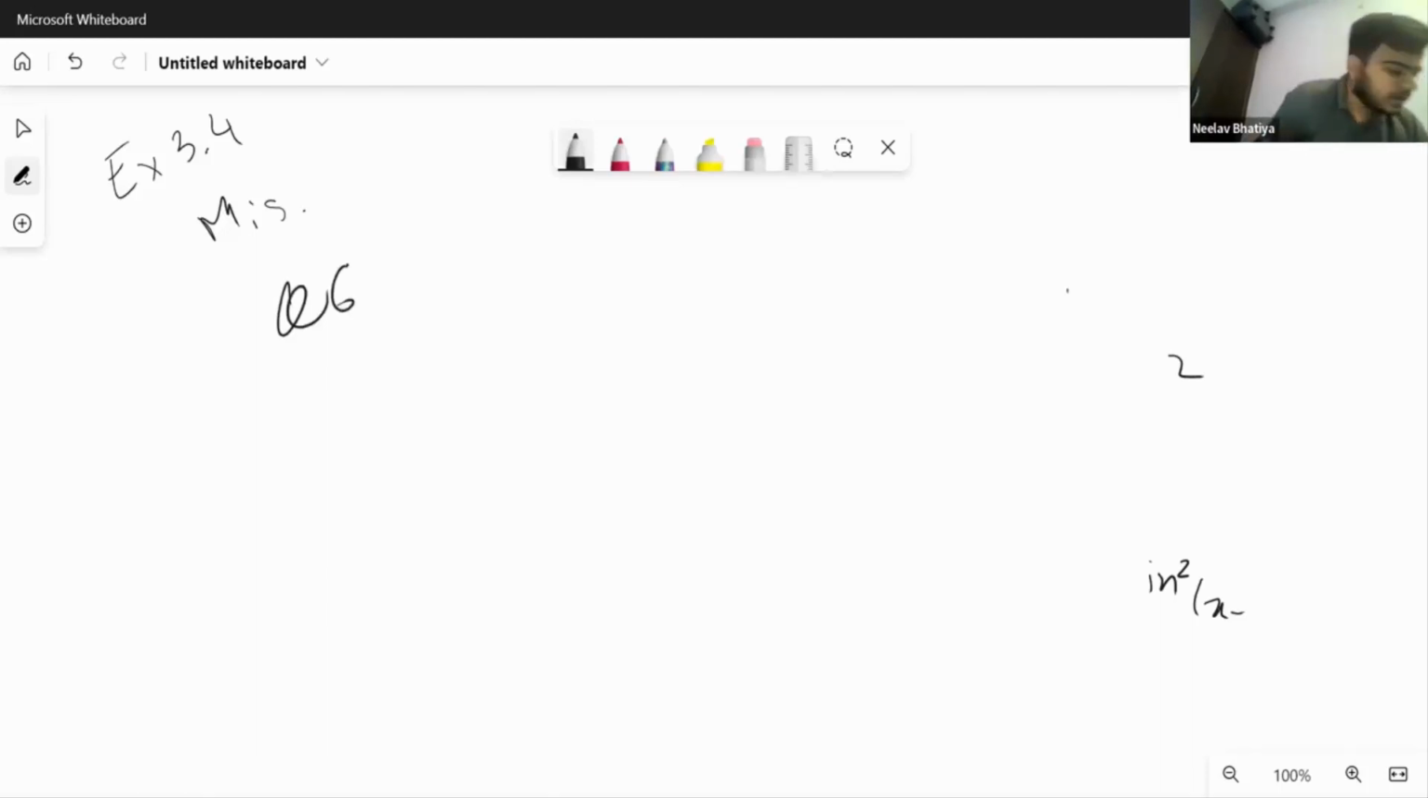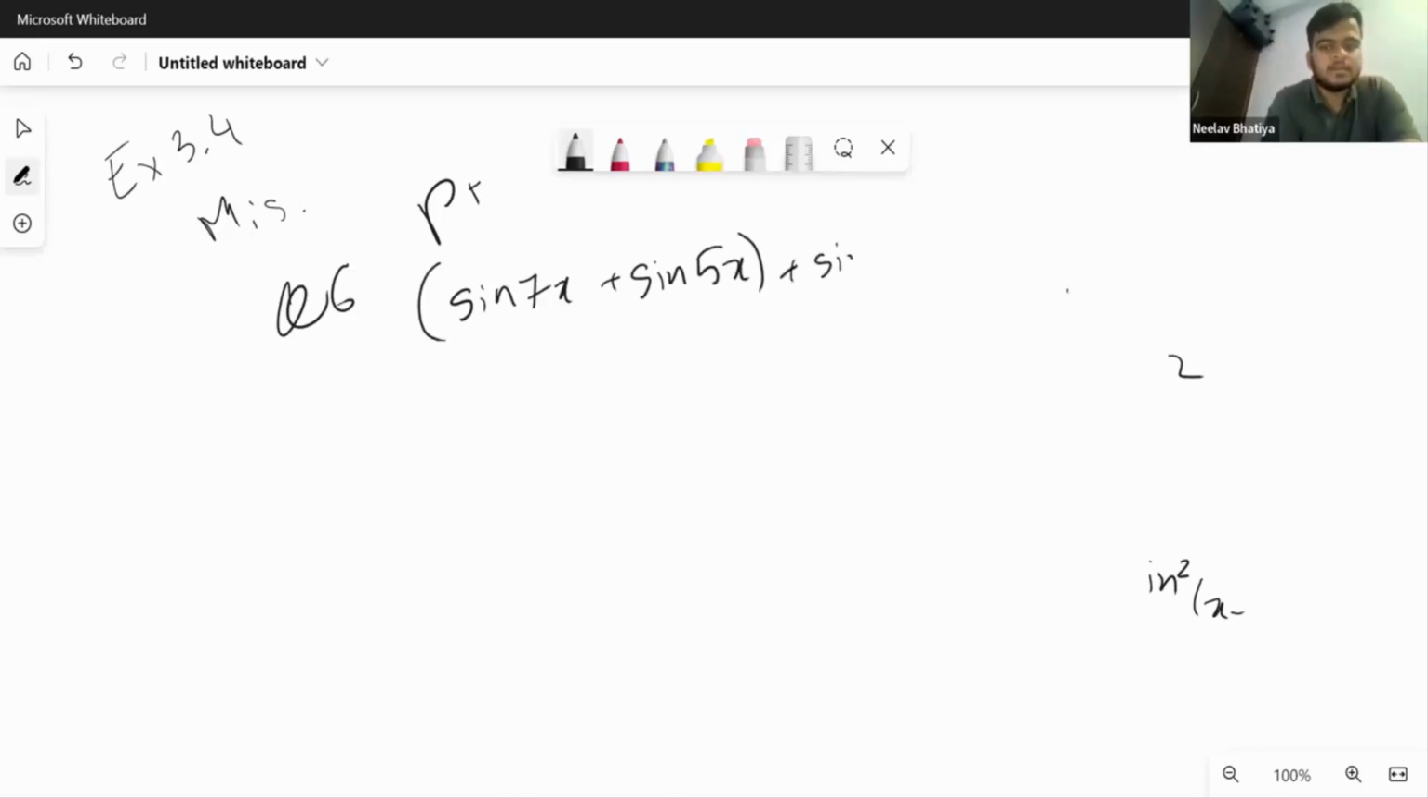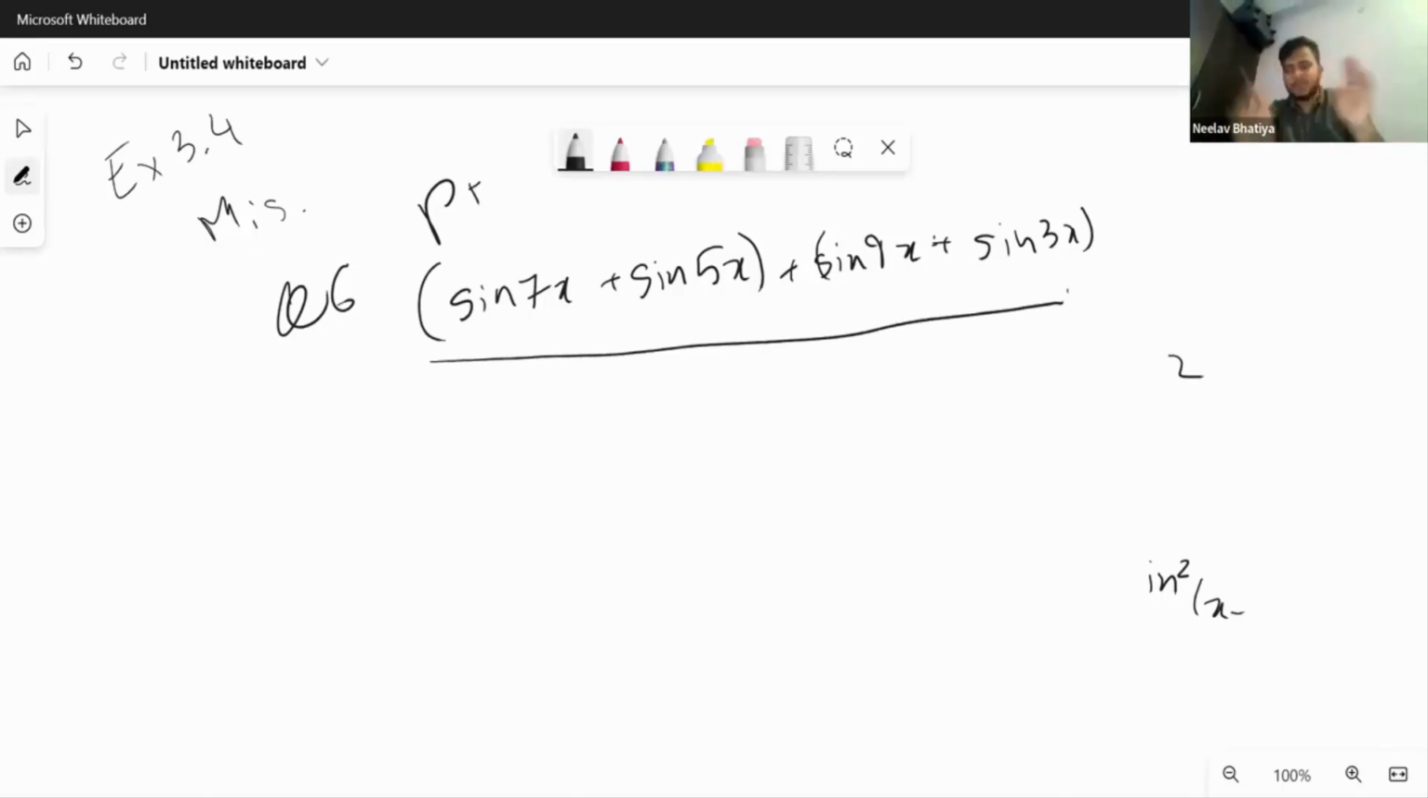Question number 6 says we need to prove that sin 7x plus sin 5x plus sin 9x plus sin 3x. For the sake of understanding, they have also given us these brackets. As I was reiterating to you again and again, try and think along how you're going to form the RHS term. For us to be able to do this question, they have already given us the brackets that we need to explore solutions in, right?